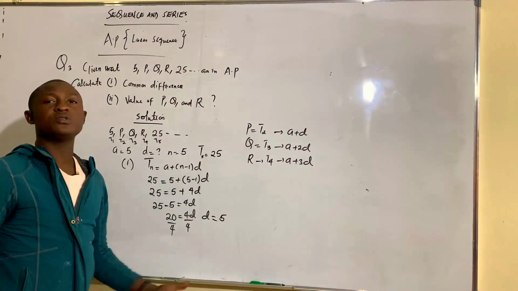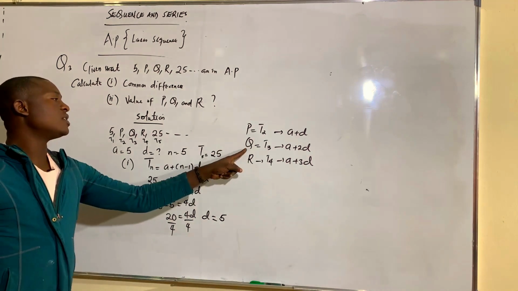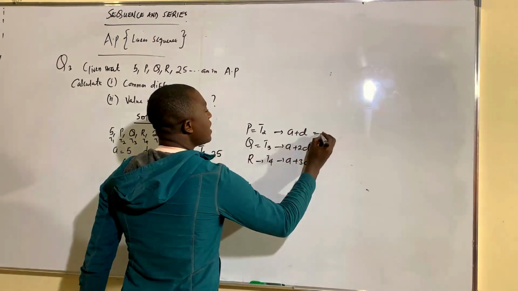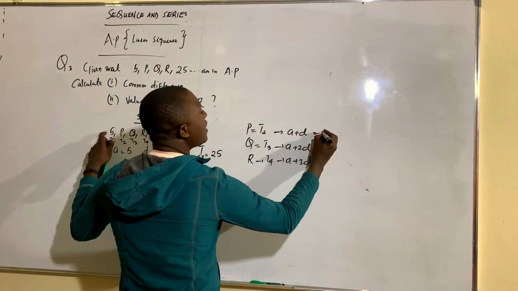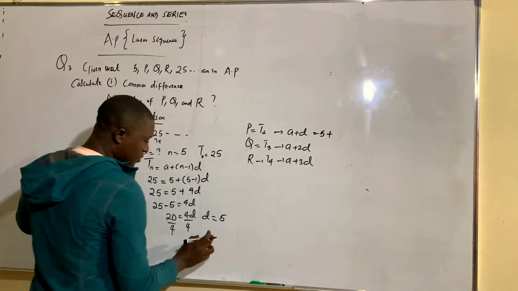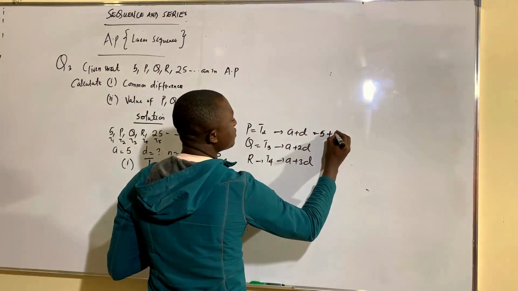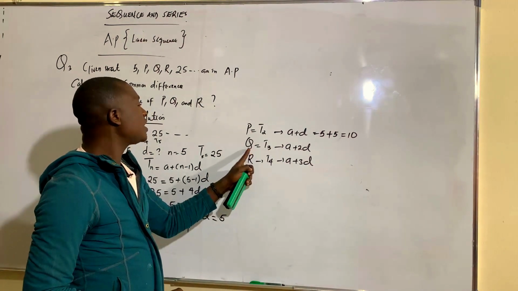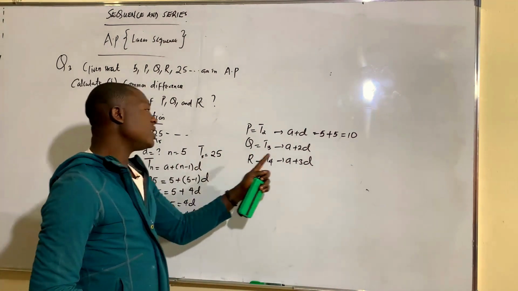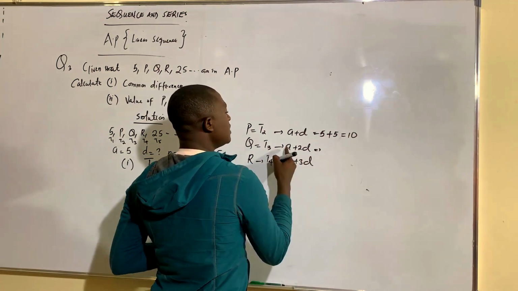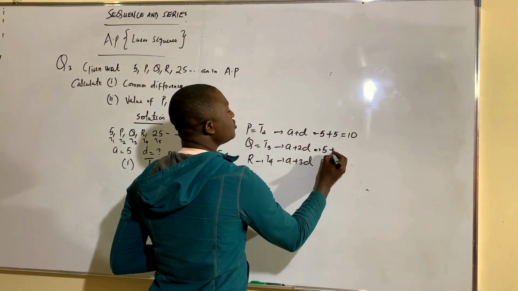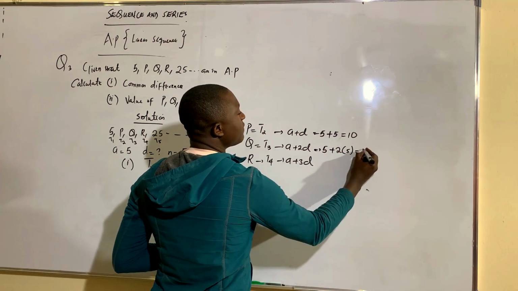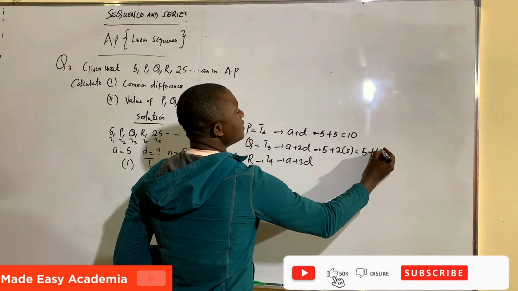We can easily substitute to get the second term, which is P, and to get the value of Q and the value of R. So if I go by that, my first term is 5. That is A, 5 plus, the common difference that we have here is also 5. It is 5 plus 5, of course. We are going to have 10. So if you look at the second one, we say Q is the same thing as the third term, and that's A plus 2D. So if I substitute, that A is 5 plus 2, my D is 5 as well. So that means that we have 5 plus 2 times 5. That's going to be 10.